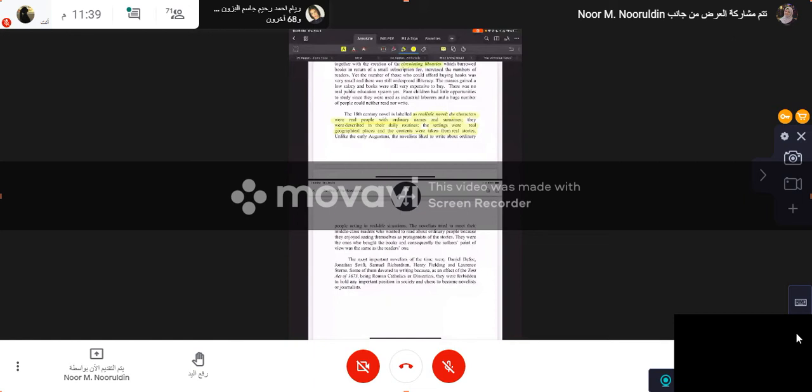The novelists tried to meet their middle class readers who wanted to read about ordinary people because they enjoyed seeing themselves as protagonists of the story. Good. They were the ones who bought the books, and consequently the author's point of view was the same as the reader's. Good. The most important novelists of the time were Daniel Defoe, Jonathan Swift, Samuel Richardson, Henry Fielding, and Laurence Sterne.